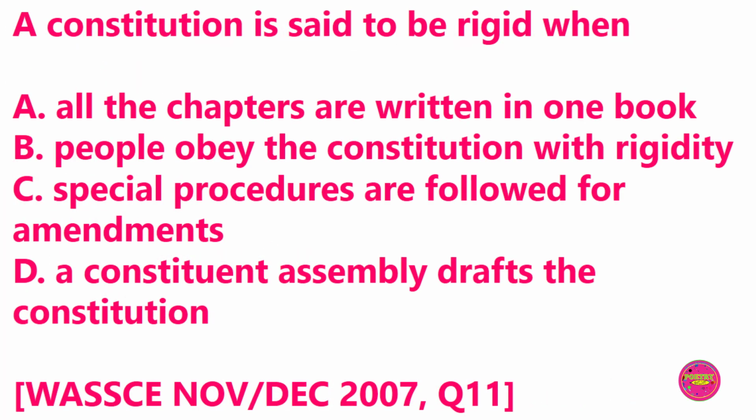A constitution is said to be rigid when A. All the chapters are written in one book, B. People obey the constitution with rigidity, C. Special procedures are followed for amendments, D. A constituent assembly drafts the constitution. The correct answer to this question is C. Special procedures are followed for amendments.